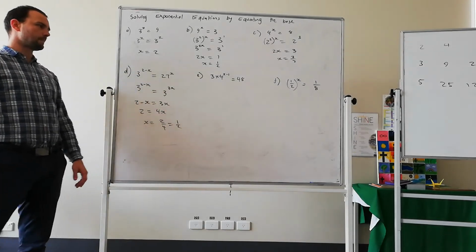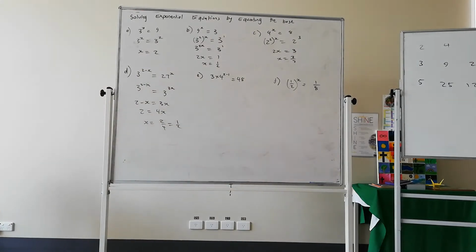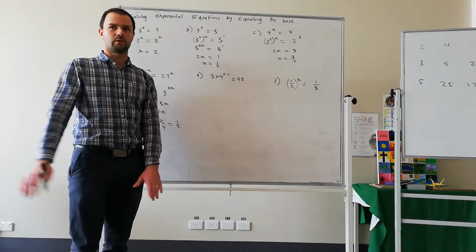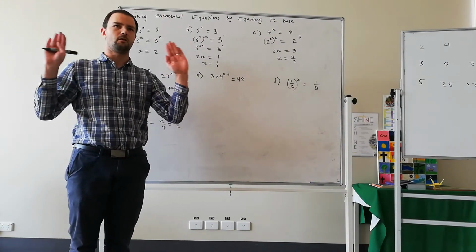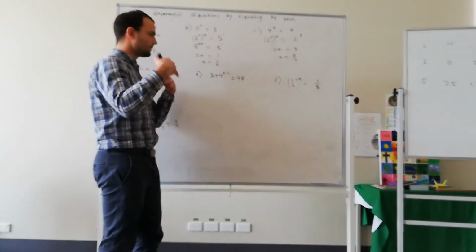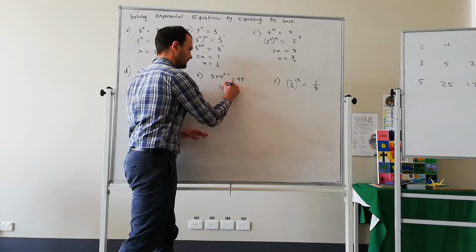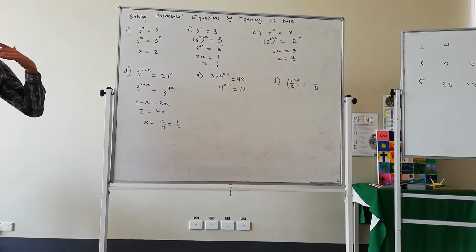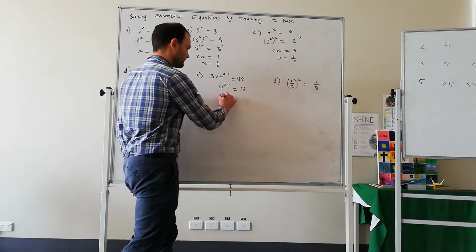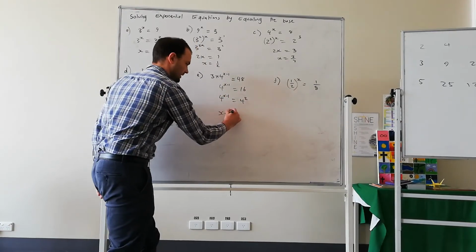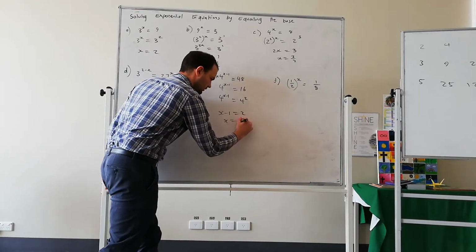When we have a product in there, we've got this number 3, our very first step is to get rid of that because we just want the base on both sides. We don't want any multiples. So we divide both sides by 3, and we're going to get 4 to the x take 1 is equal to 16. Now we can express 16 as a power of 4. And then we equate the bases. x take 1 is 2, x is 3.